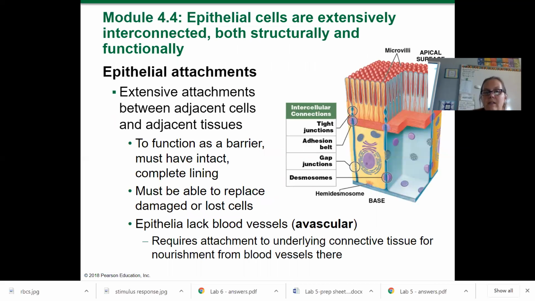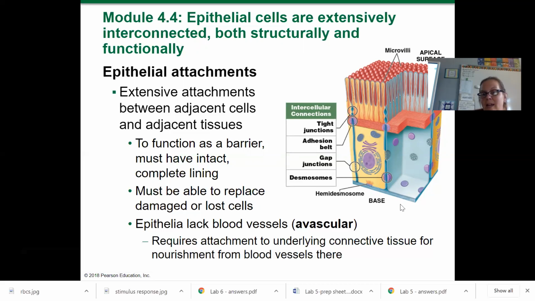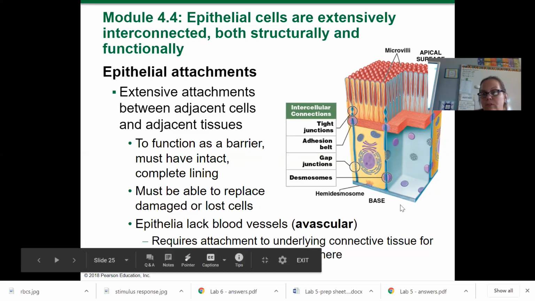There are some attachments, and I lied. I might be a little bit over 5 minutes for epithelium because it's a huge group. These attachments are specialized. They function as a barrier. They may be able to replace damaged or lost cells. But they don't have blood vessels. They're avascular. So that basal layer has to connect to some other tissue, connective tissue.